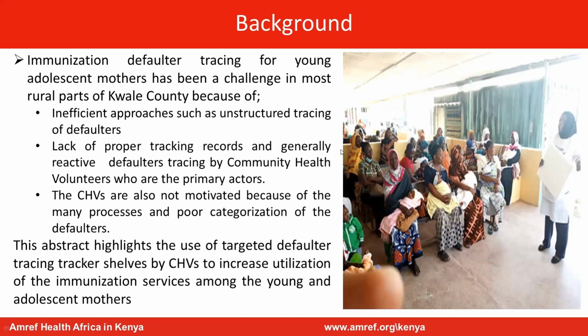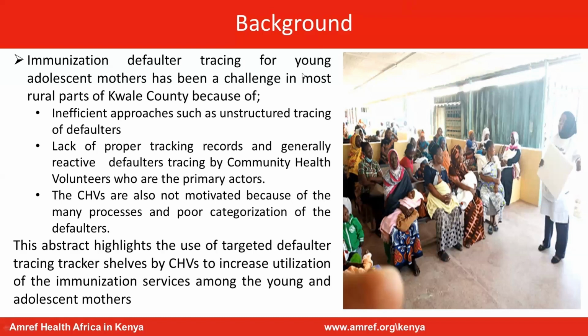Immunization default tracing for young adolescent mothers has been a challenge in most parts of Kwale County and generally in Kenya. This is because of inefficient approaches, such as unstructured tracing of the defaulters. Adolescents are unique in how they are found in society. For example, moving from foster residential care to living independently is one of the likelihoods of missing immunization, because when you become a young mother, according to our cultural setup, we tend to live away from our families. Either you get married or you stay as a single mother somewhere else. That also becomes a challenging factor in getting immunization services.